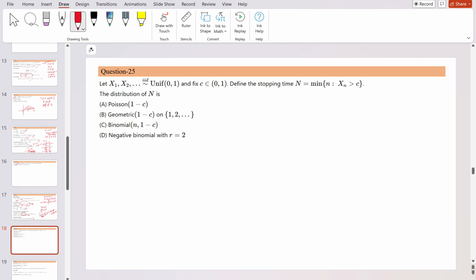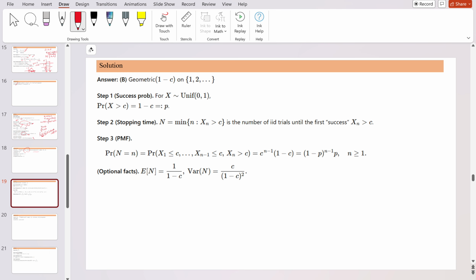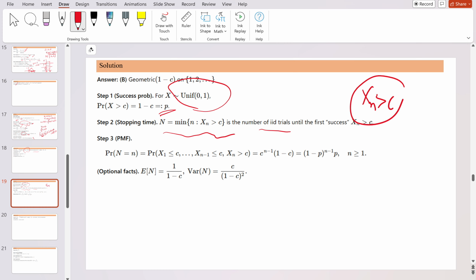Okay, let me give the solution for this. If you are fixing c belonging to 0 to 1, define the stopping time; it is asking what is the distribution of N. The probability that X is greater than c is simply equal to 1 minus c, because X is uniformly distributed between 0 to 1, and 1 minus c is simply equal to p. So the stopping time N is the minimum n such that Xn is greater than c, which is the number of IID trials until the first success, that is Xn greater than c. So this is geometric.